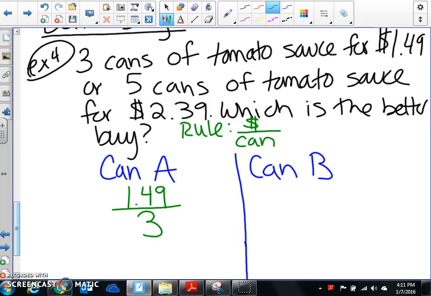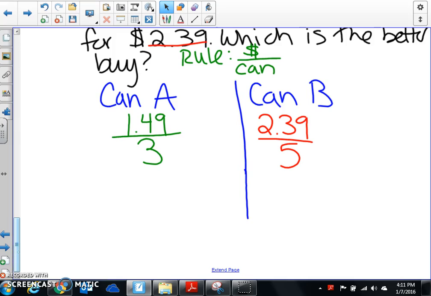Okay, and then I'm going to go ahead and set up B over here, right? So $1.49 for 3 cans. You got to be careful because you got to go backwards. All right, for can B, it was 5 cans. Cans is on the bottom for $2.39. So $2.39, money's on top. All right, so now we're going to go ahead and do a little bit of division.